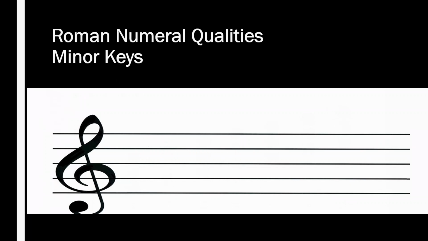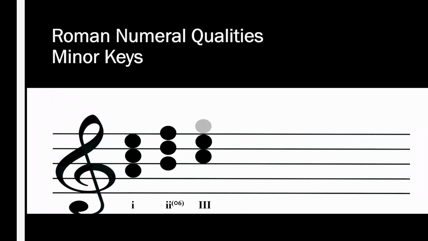Now we will do the Roman numeral qualities for minor keys. In a minor key, a triad built on the first scale degree is minor. A triad built on the second scale degree is diminished and will generally be in first inversion. A triad built on the third scale degree is major. The fourth scale degree minor.